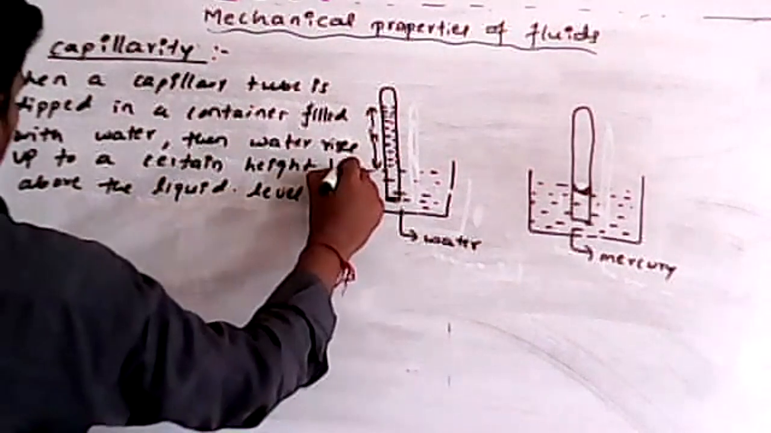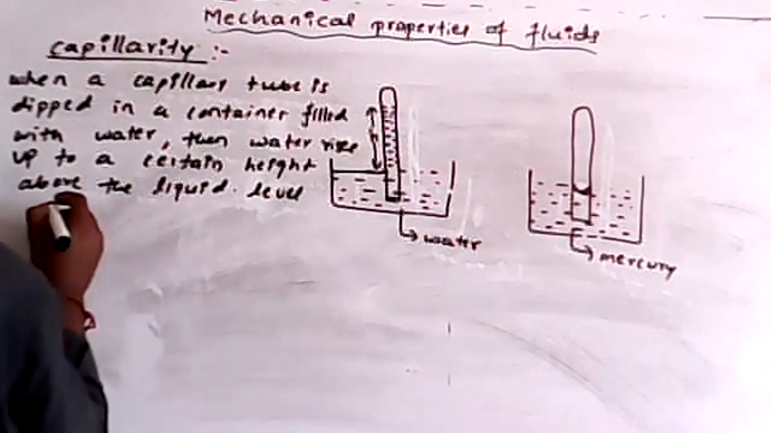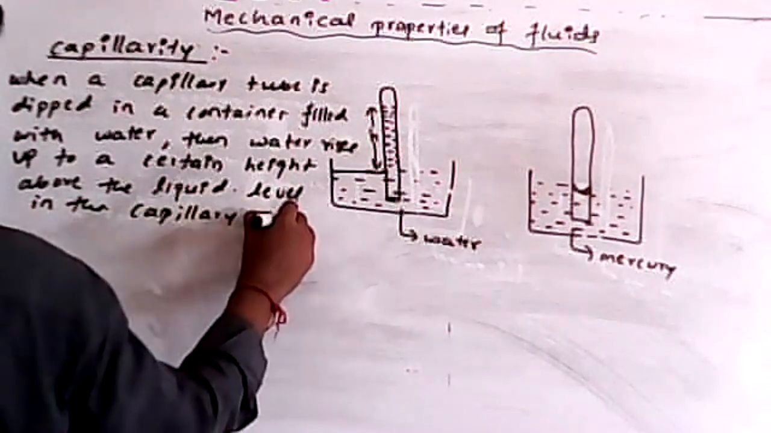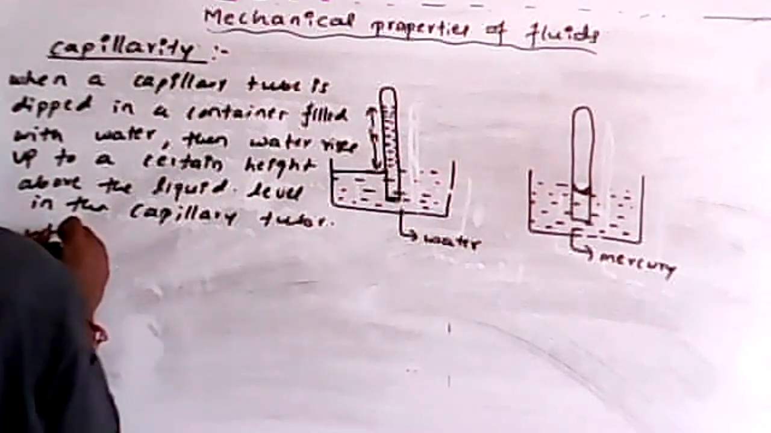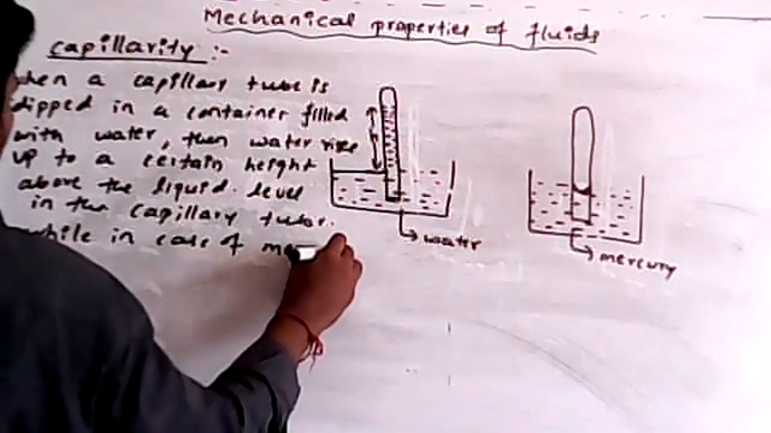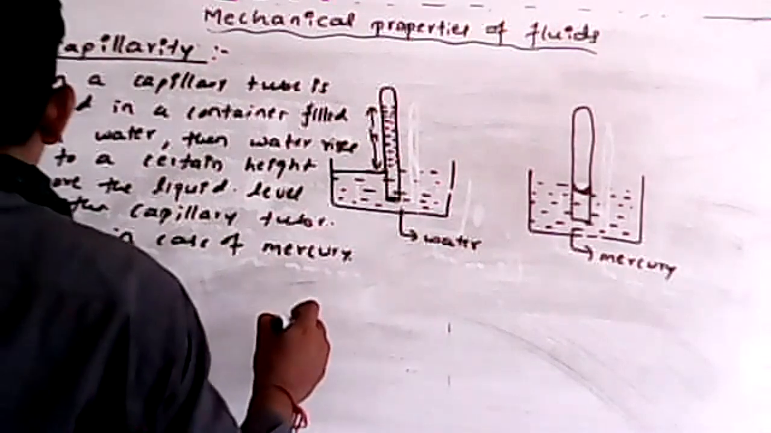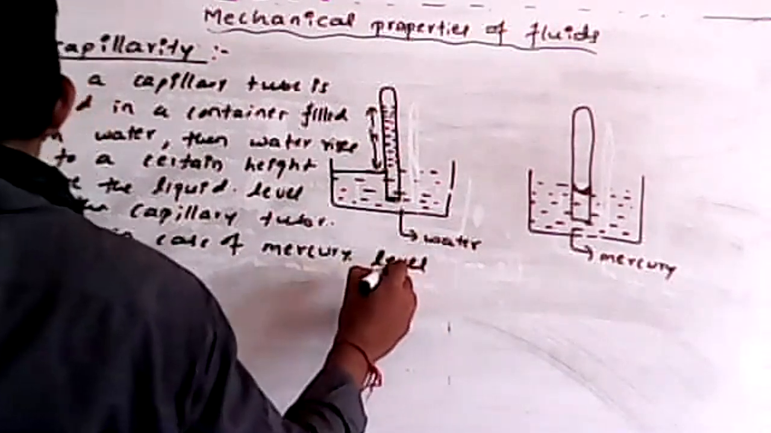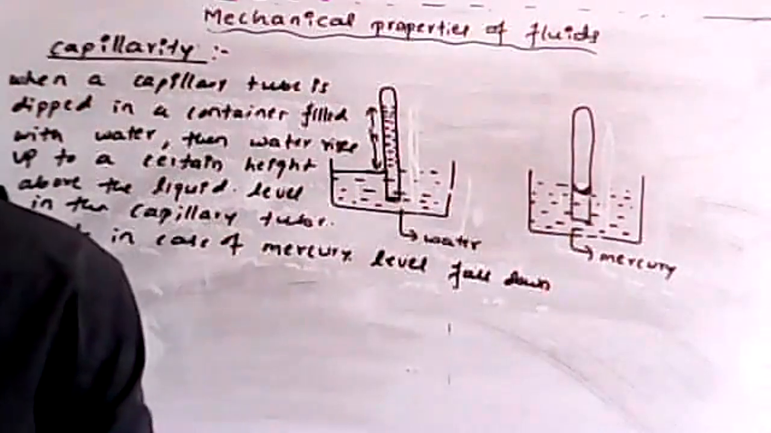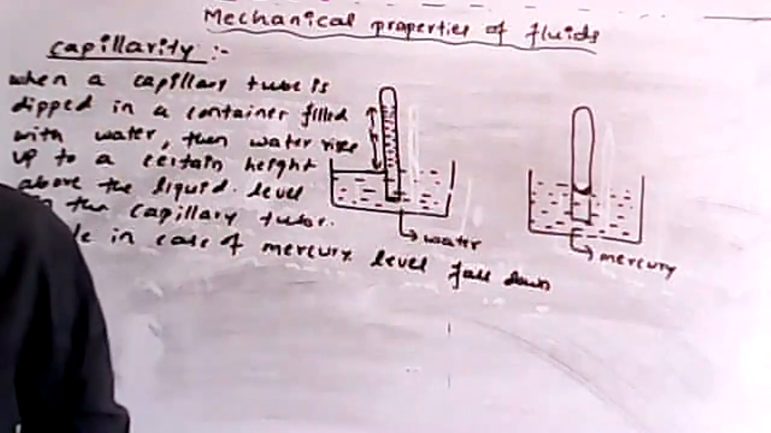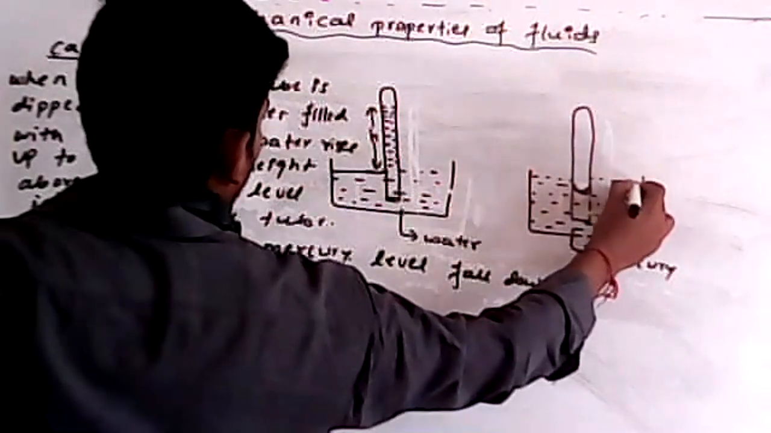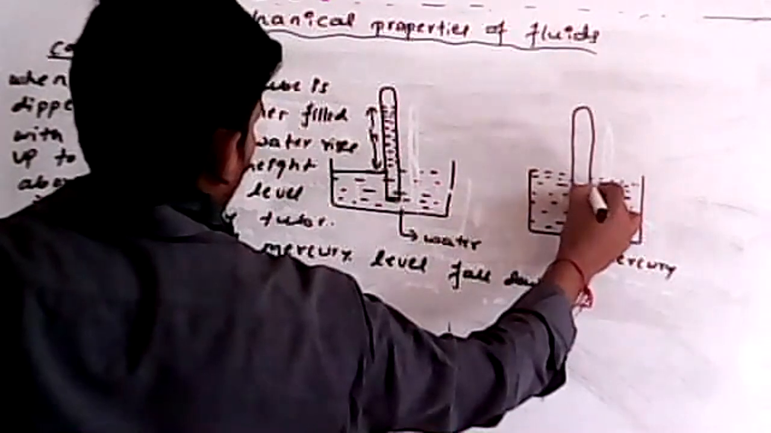Above the liquid level. So this is the liquid level, right? Level in the capillary tube. While in case of mercury, the level falls down. You can see this with the help of this diagram. Now remember students, this is the water level. Let me explain like this. This is the water level, this is the fall down.